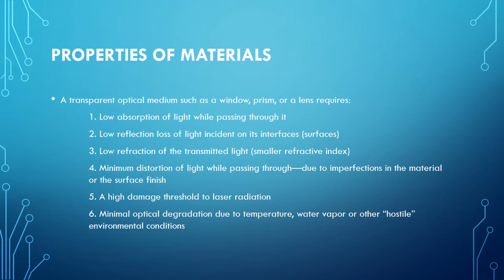So what properties do our optical materials need? I'll list some of them here. A transparent optical medium, such as a window, prism, or lens, requires low absorption of light while passing through it, low reflection loss of light incident on its interfaces or surfaces, low refraction of the transmitted light, or smaller refractive index, and minimum distortion of light while passing through due to imperfections in the material or the surface finish.